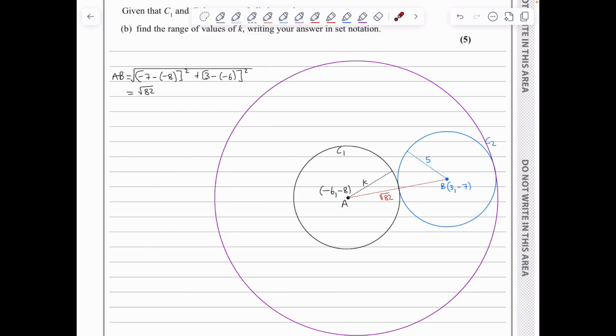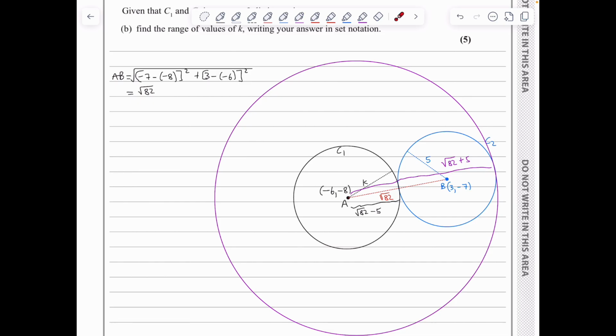And we can see that the first critical value for k is when k is exactly this distance here, which is √82 minus the radius of 5. So let me write this down. This distance here is going to be √82 minus 5. And the second critical value for k will be when k is equal to this distance here, which is √82 plus the radius of 5. So let me write this down. This distance here is going to be √82 plus 5. So anything in between these two critical values is enough to guarantee that we've got two distinct points of intersection.